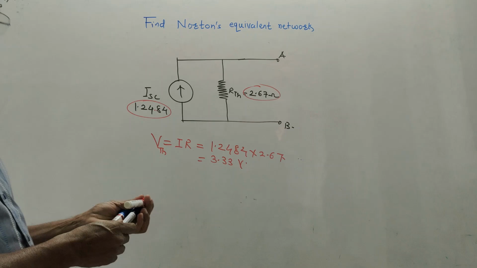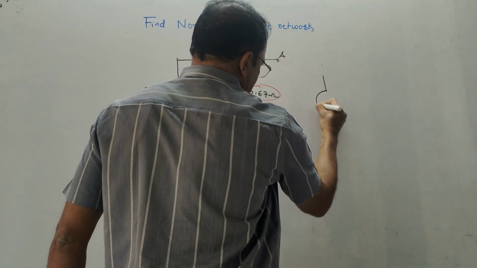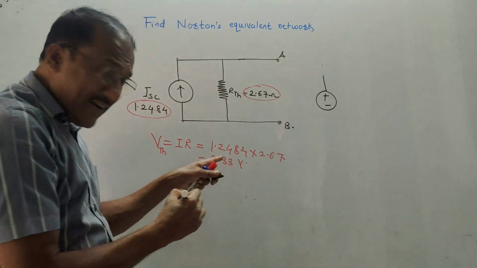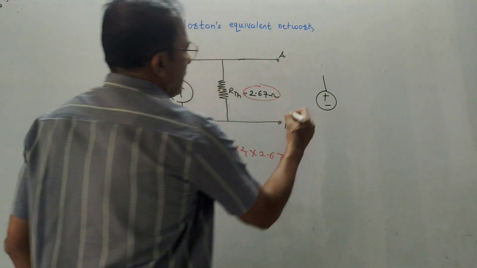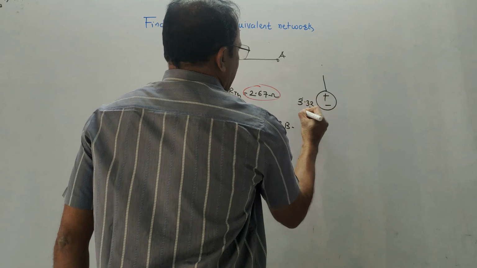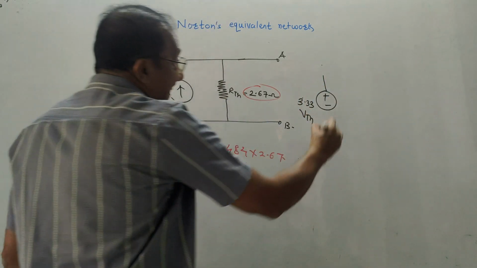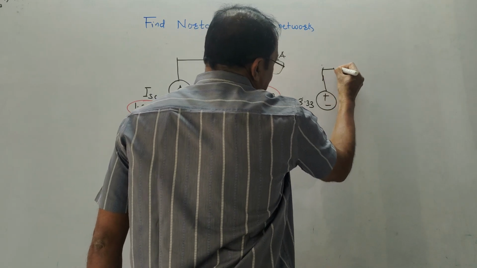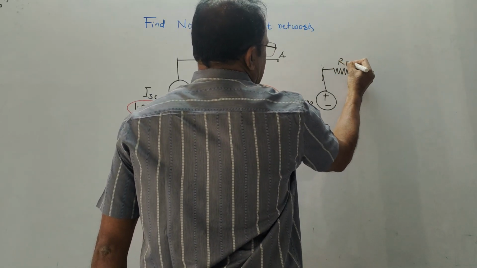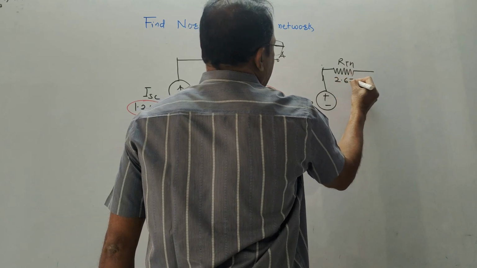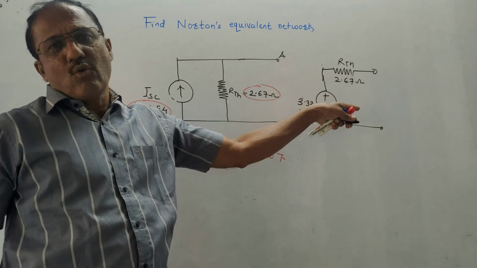Directly you can draw the Thevenin's equivalent diagram. How to do it? Draw the voltage source of this value. How did I get this value? Just by taking multiplication of these two values. So this value is 3.33. This is also denoted by VTH. VTH is Thevenin's equivalent voltage. And in series with this, draw RTH. RTH remains as it is. So in series with this, draw RTH, that is 2.67 ohm. This is called Thevenin's equivalent diagram.